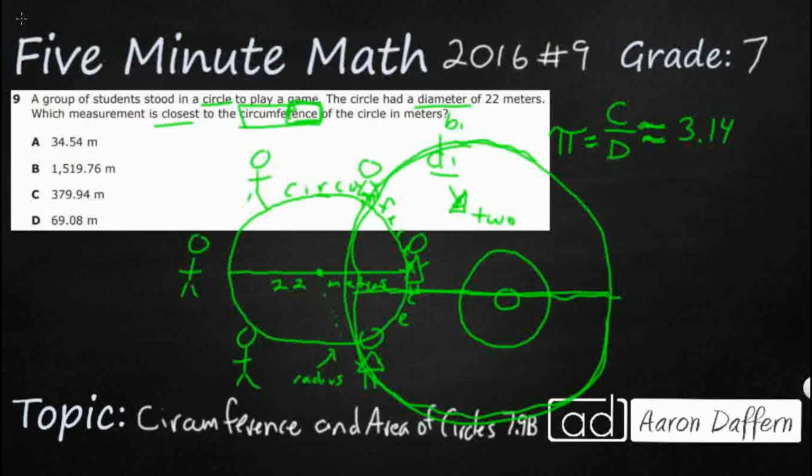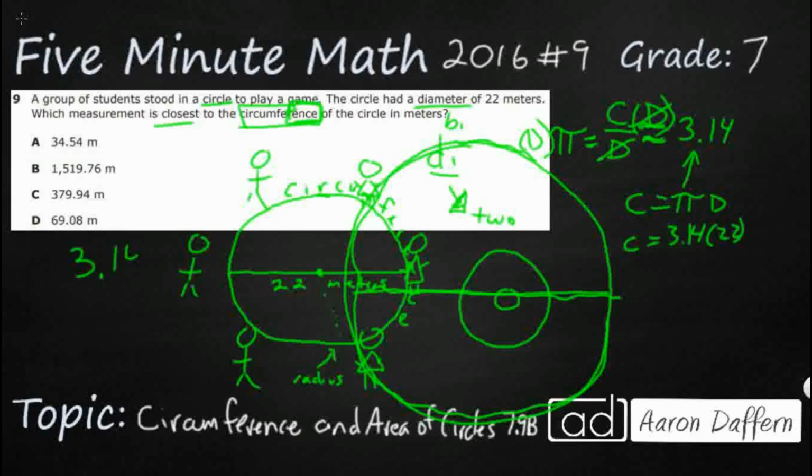So if we're looking for a circumference, if we multiply both sides by diameter, guess what we'll get? This diameter cancels out this diameter, and so circumference equals pi, which is 3.14, times your diameter. So let's take our circumference equals 3.14 times your diameter of 22. Let's just do that real quick.